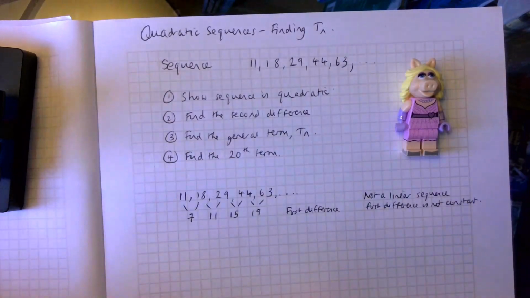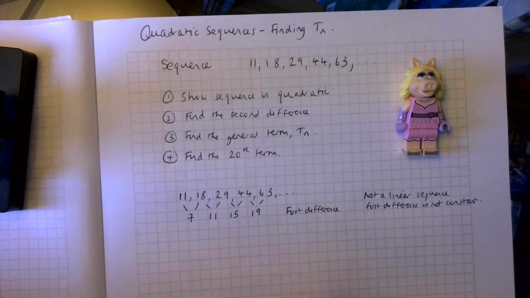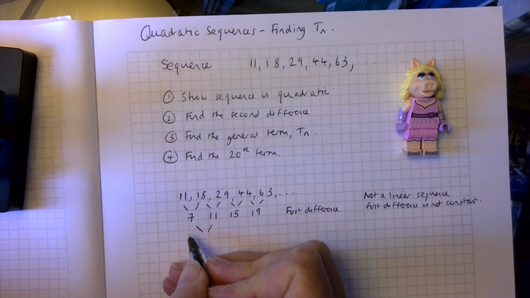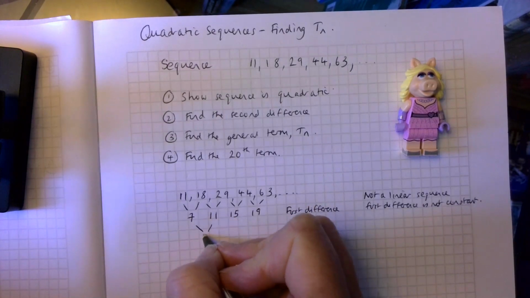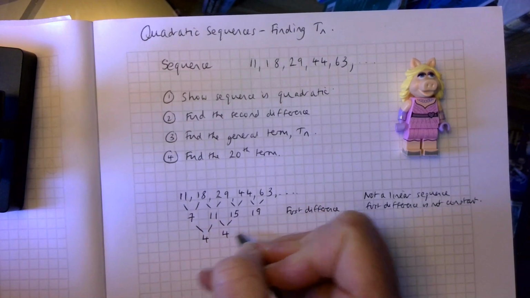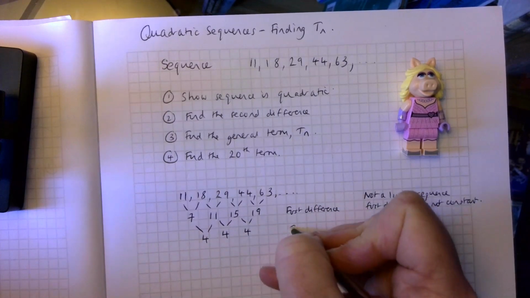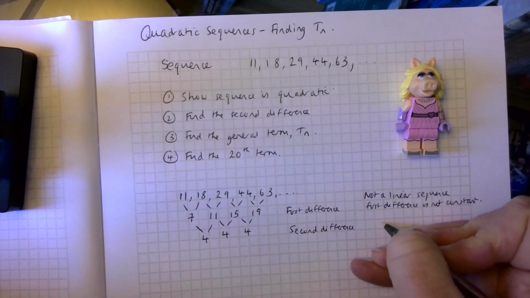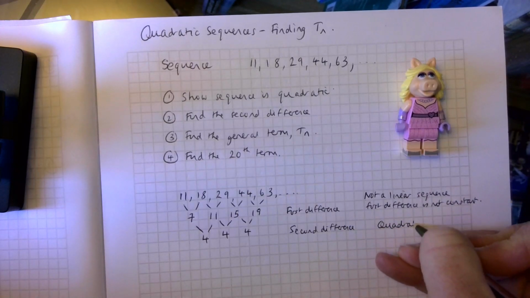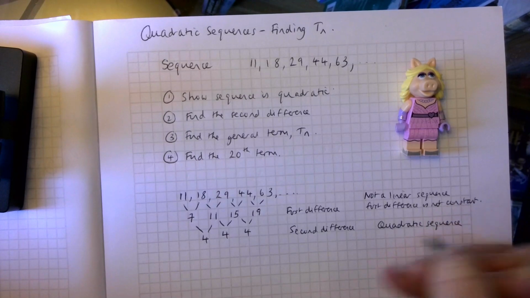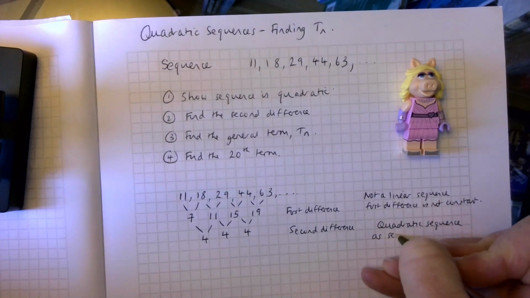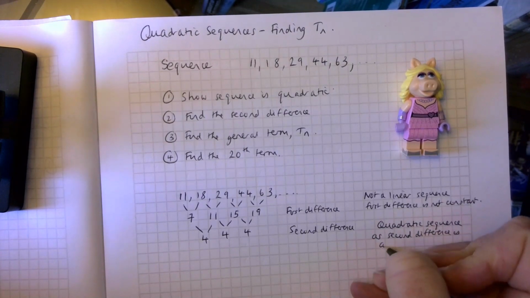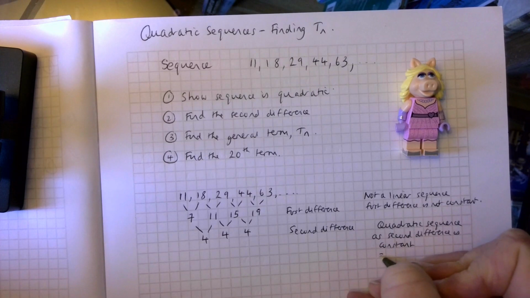Okay, now, is it a quadratic sequence? Well, if it's a quadratic sequence, then the second difference will be constant. In other words, the difference of the differences. So here's a gap between the differences of 4. Here's a gap between the differences of 4. And here's another gap. So we can see that the second difference is constant. So this is a quadratic sequence as the second difference is constant. And that's equal to 4.